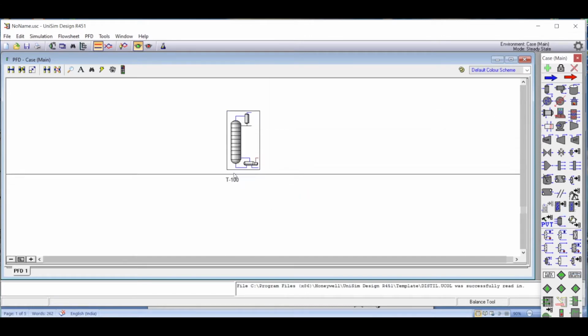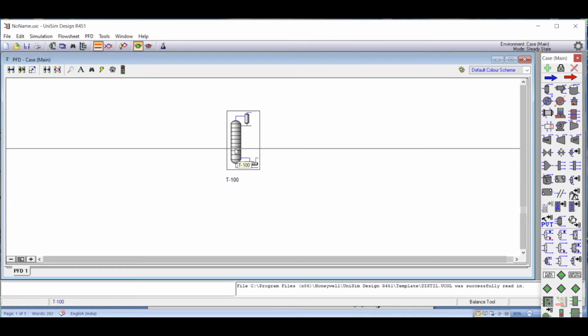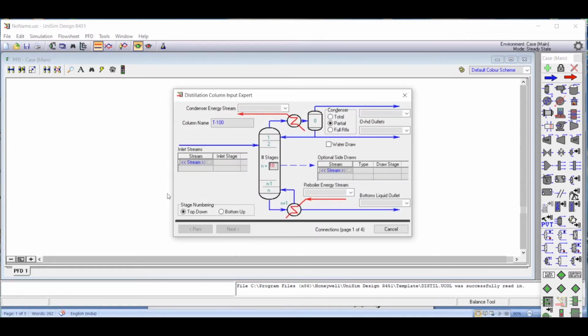In this distillation column, by default the name comes as T100. We click here, and the feed stream we call feed. And here we have a total condenser. There are many different options for condensers, and this one is a total condenser. That means all the vapor which comes in gets condensed here and goes to the accumulator, and part of it goes as reflux and the rest goes as product. So we write this one as distillate, and this one as the bottom.